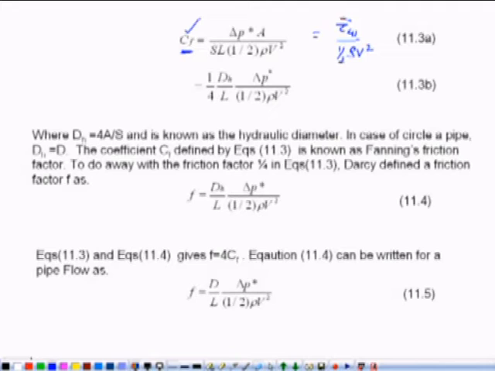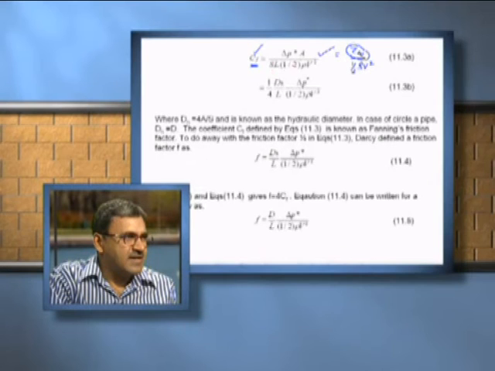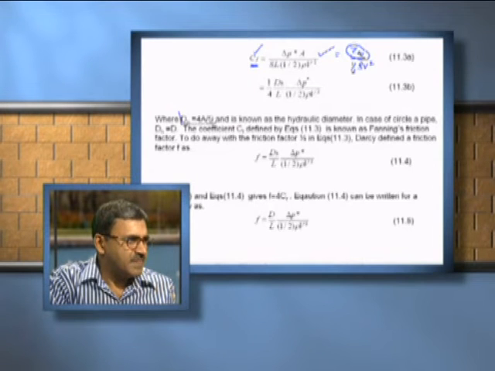Now, substitute the value of tau W from the previous equation, which was developed by the basic concept of summation of Fx equal to 0 for the given control volume, right. After substituting, we get this equation: del P star multiplied by A over S L, divided by 1 over 2 rho V square, right. Now, we are defining another term, which is known as hydraulic diameter.